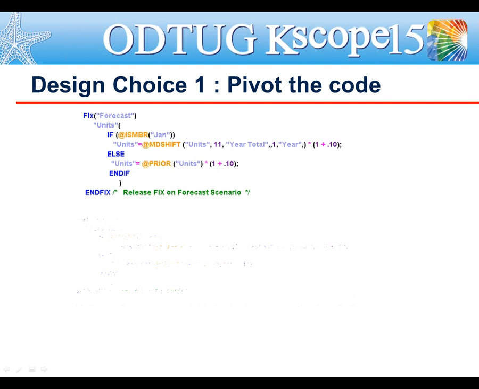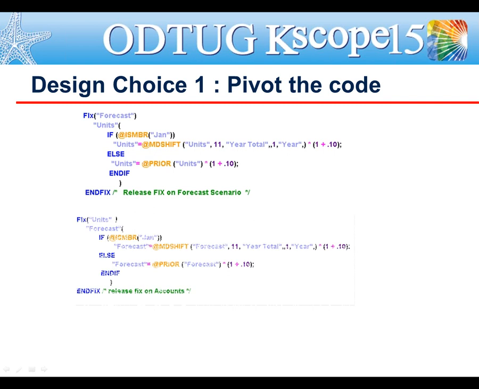Now this code is okay, but it's got 2 drawbacks. Assuming a standard Sample Basic type of setup, accounts is dense. So this is a dense calc. It might not create blocks. Remember the simple stupid rule, sparse calcs create blocks, dense calcs don't. And the other drawback is this only works on units, and it's hard-coded to only work on units.